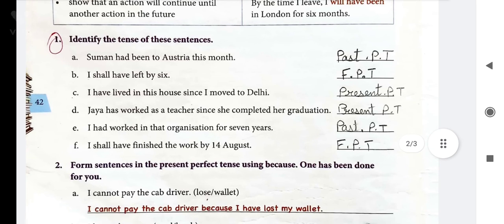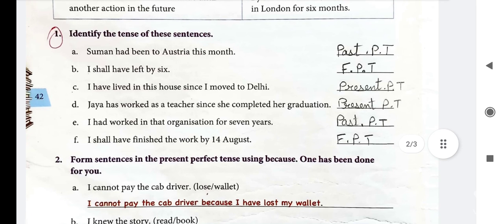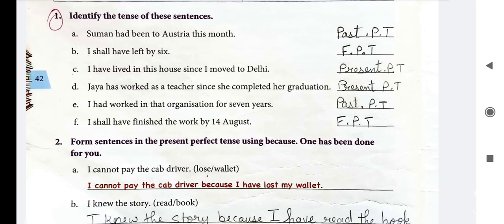So in exercise number 1, you will see that you have to identify the tenses from the sentence. So Suman had been to Australia this month. So which perfect tense is this? It is past perfect tense. The easy way to identify is you have to see if it is written had, shall, will, have, has, and according to it, it will be easy for you to identify the sentence.